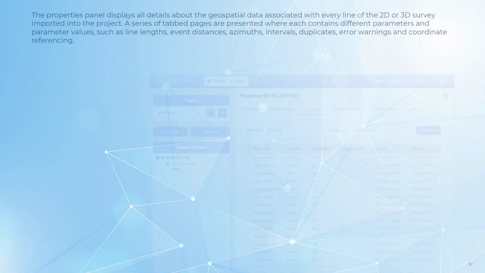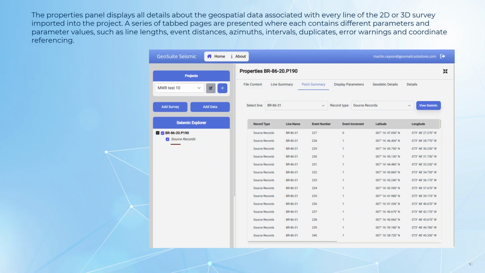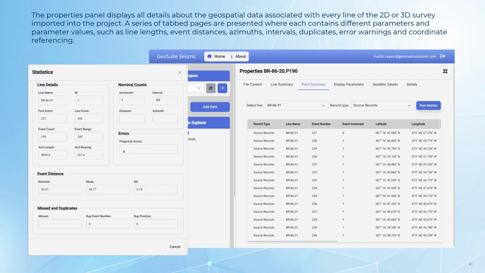The Properties panel displays all details about the geospatial data associated with every line of the 2D or 3D survey imported into the project. A series of tabbed pages are presented, where each contains different parameters and parameter values, such as line lengths, event distances, azimuths, intervals, duplicates, error warnings, and coordinate referencing.